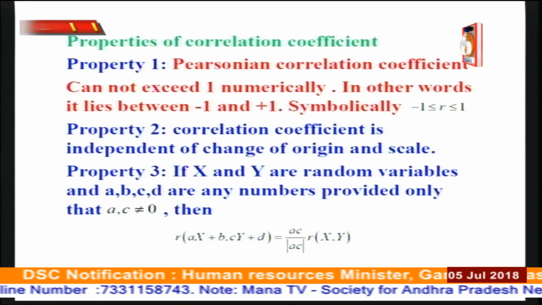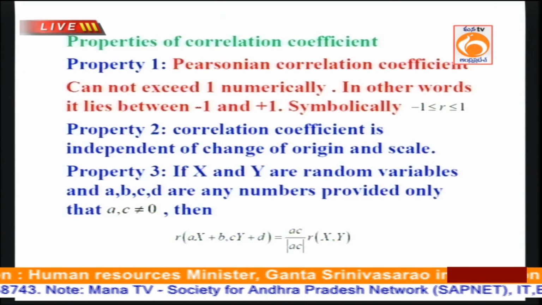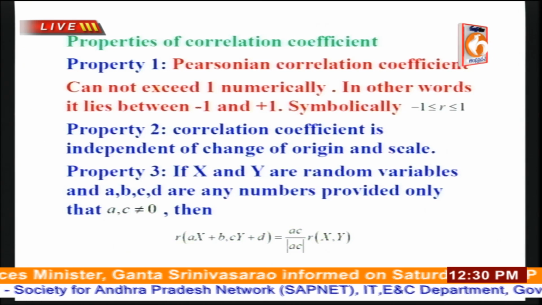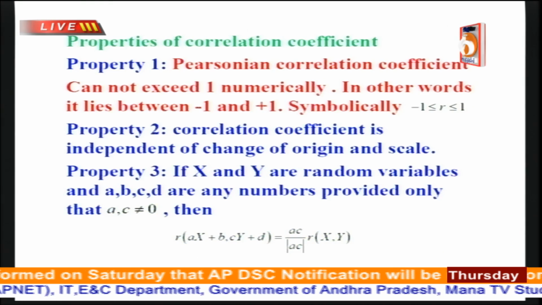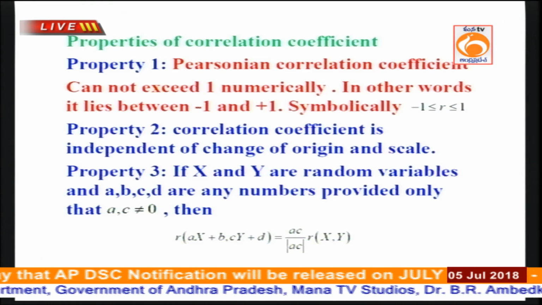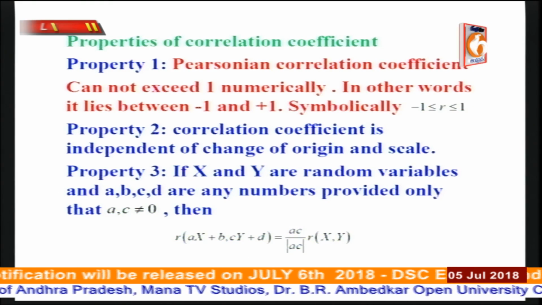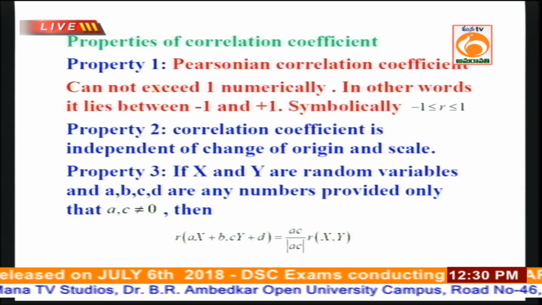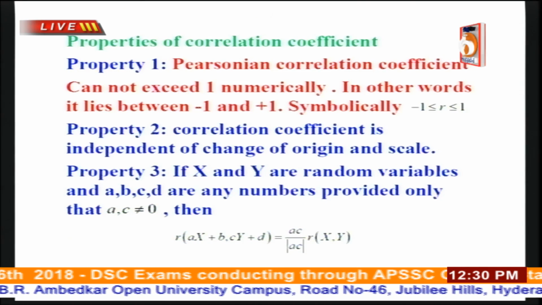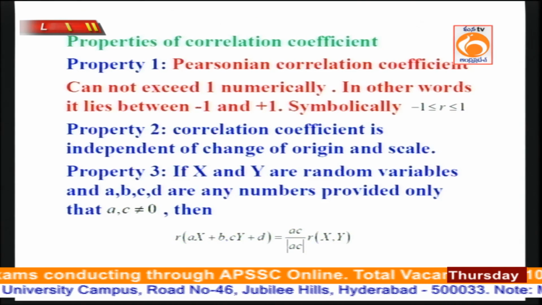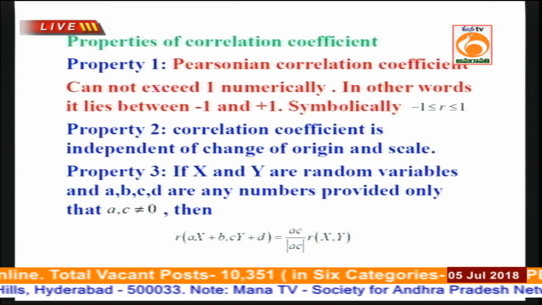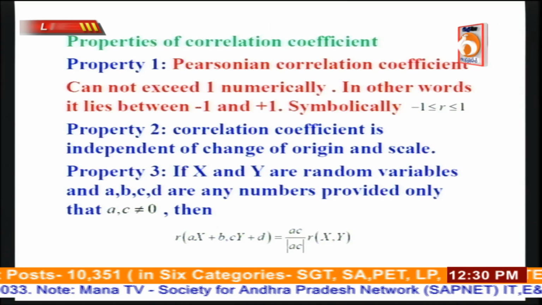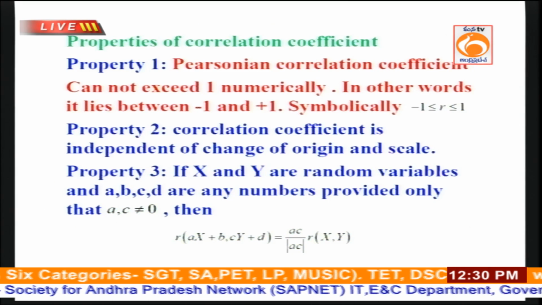The second property: the correlation coefficient is independent of change of origin and scale. This is a very important property to solve any problem. Suppose x is changed by adding some constant value in the x series and y series, by subtracting, by dividing, or by multiplying by any constant value. The correlation is independent of change of origin and scale. This is a very important and powerful property in correlation analysis.